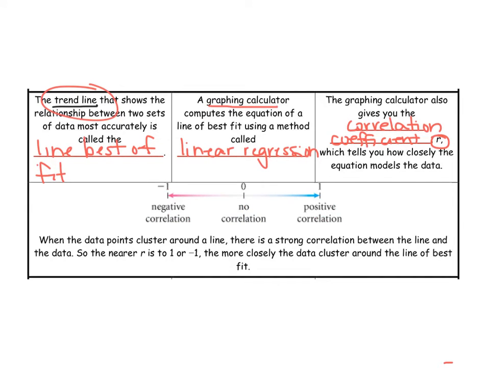But we'll come back to this again next week. I just want to introduce it to you here. R is also known as the correlation coefficient. We won't be using that in today's lesson, but it will come up again next week.